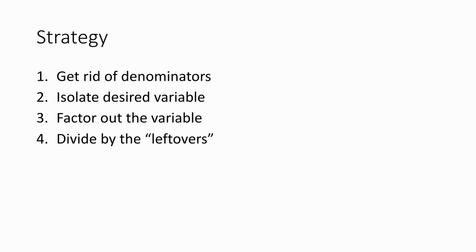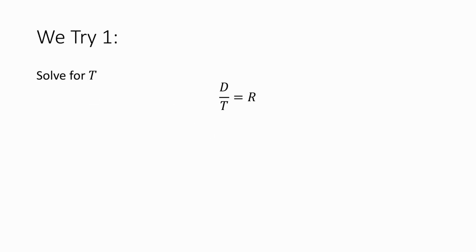So our strategy is going to be number one, get rid of any denominators we have. Then isolate the desired variable, factor that variable out, and then divide by the leftovers. We also may want to multiply by the reciprocal in the future, but we'll play it by ear. So let's try this one together.